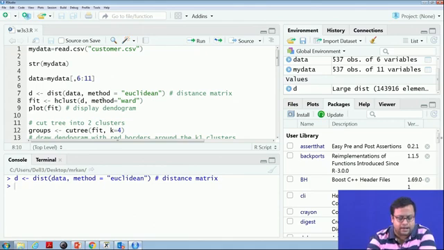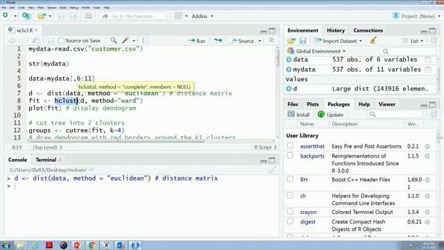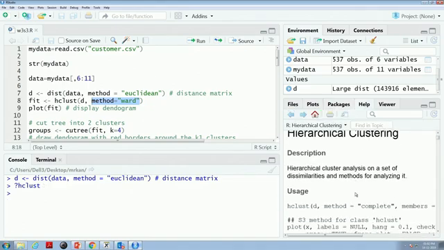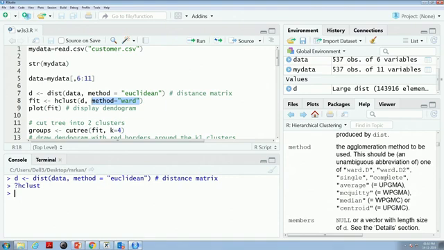I create a hierarchical clustering. The formula is simple: hclust is the function, and the input is D, and the method I am asking for is Ward's method. You can use some other method as well. If you just search for hclust, they will say method is equal to complete, or single, or average. Which one do you want? You can choose any one of these.